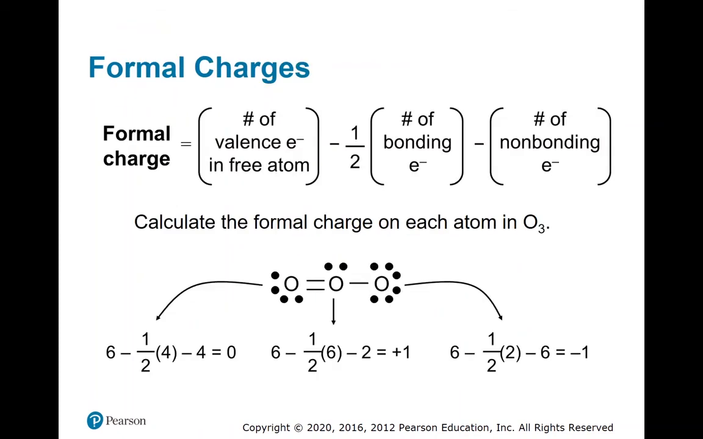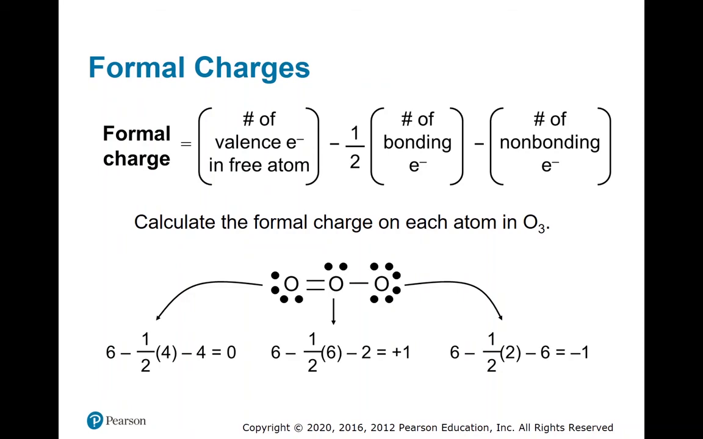Now, one way we have to evaluate resonance forms is by calculating formal charges for each of the atoms in any Lewis structure. And in fact, you can calculate formal charges for all the atoms in any structure. It doesn't have to be one with Lewis structures, but we're going to use ozone here as an example. Now, formal charge has this formula that you see on the screen right now, and you might be wondering, why are we going to use this arbitrary formula?